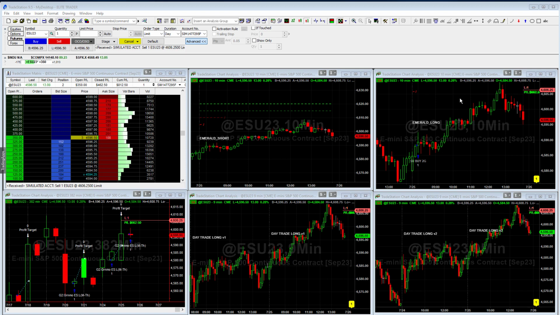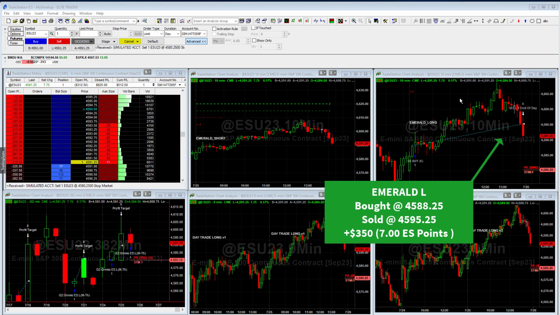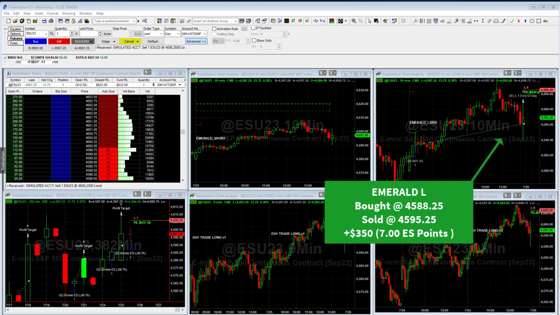Okay, so what you see now is that we just got out of the Emerald Long, and we ended up getting a gain. So we bought at 45.88, we sold at 45.95. That's a gain of about 7 S&P points, or $350 on that trade.